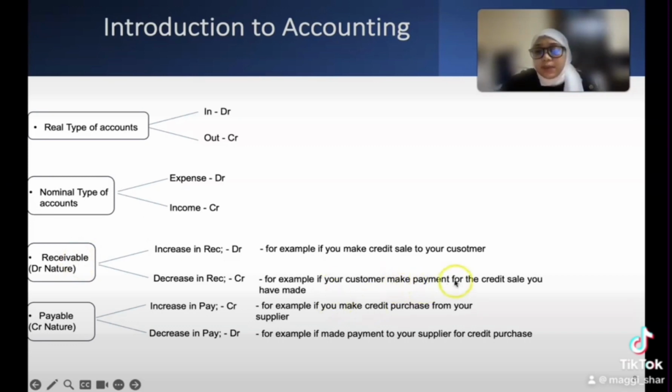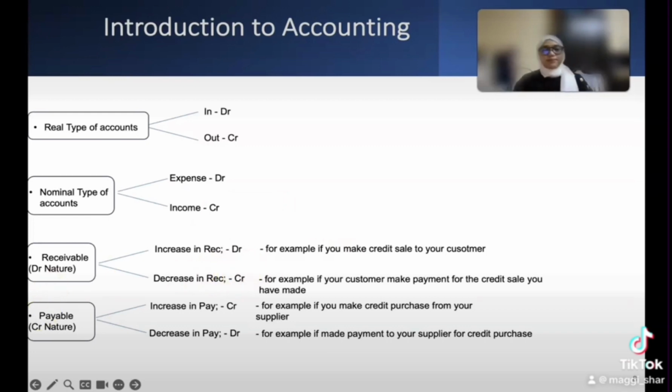So if your customer makes a payment for the credit sale you have made, then you need to reduce your receivable, right? The receivable will become less. So that means decrease in receivable. If decrease in receivable, you need to record in credit side of the receivable account. Receivable account is a debit nature. If a transaction has increased the receivable account, you need to record in debit side. If a transaction has decreased the receivable account, you need to record in credit side of the receivable account.